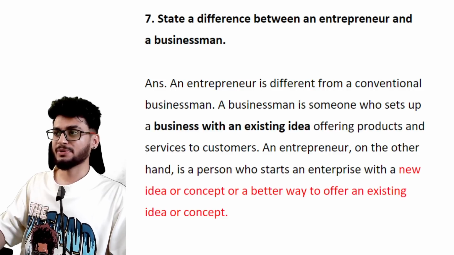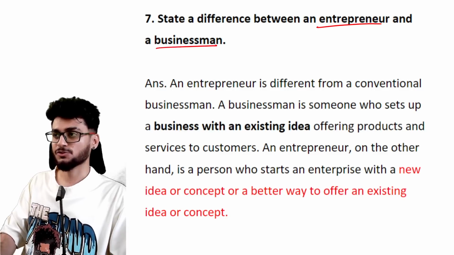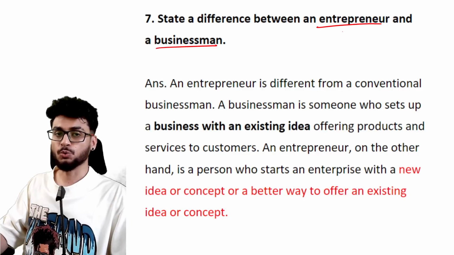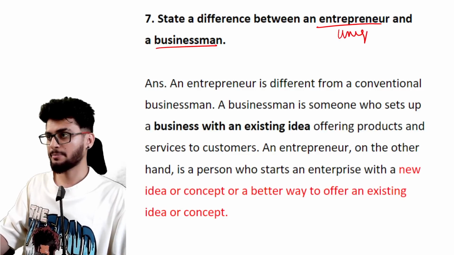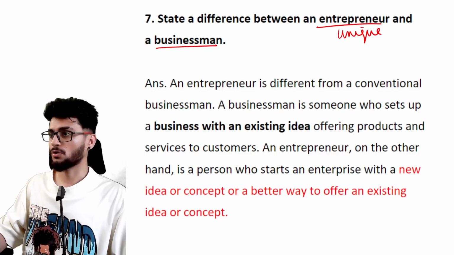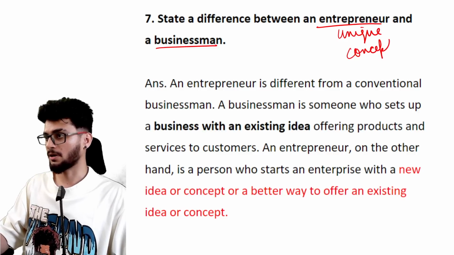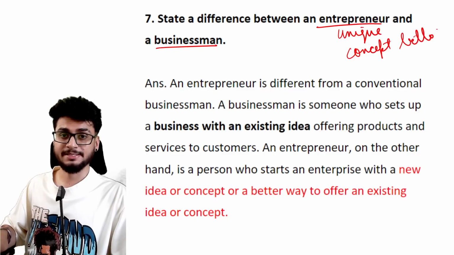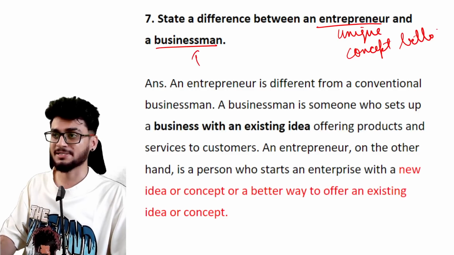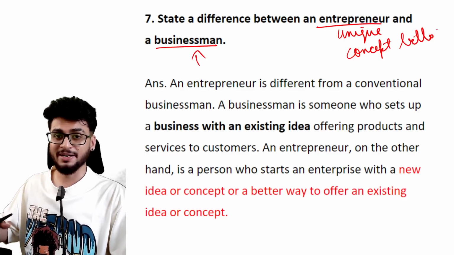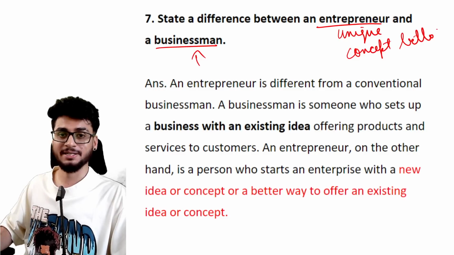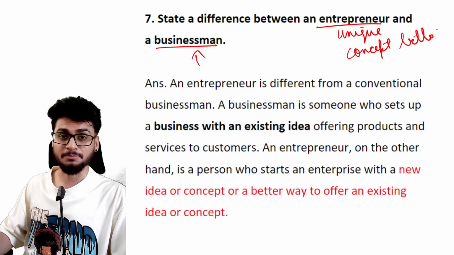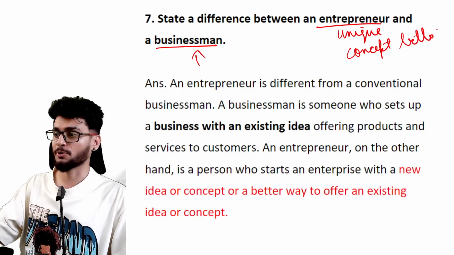State the difference between an entrepreneur and a businessman. So the basic difference which you need to remember is entrepreneurs do things differently. They make unique ideas, or they make the concept a bit better. A normal shopkeeper who just buys and sells items can be called a businessman, but a shopkeeper who's providing some extra quality to their customers, maybe some kind of home delivery, or maybe some homemade items, can be called an entrepreneur.